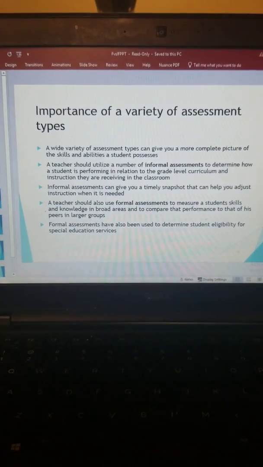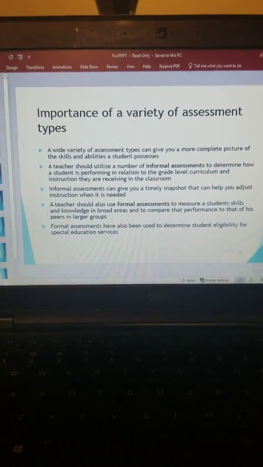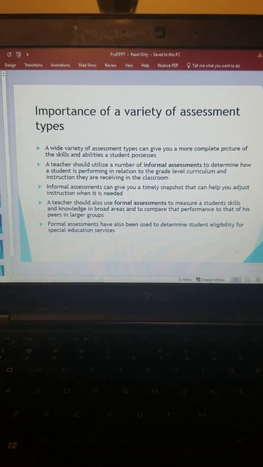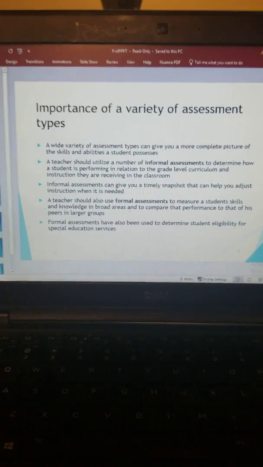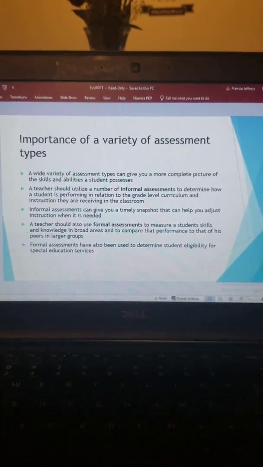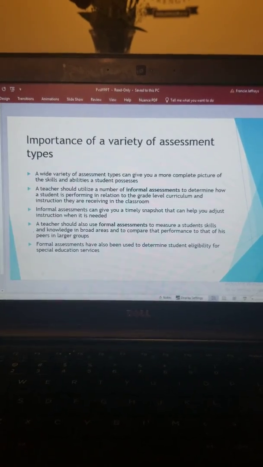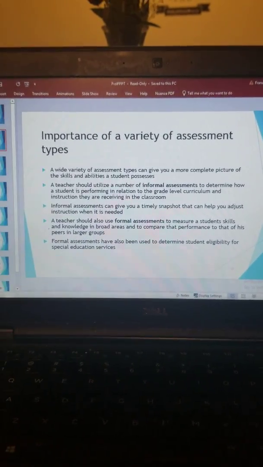A teacher should also use formal assessments to measure a student's skills and knowledge in broad areas and to compare that performance to that of his peers in larger groups. Formal assessments have also been used to determine students' eligibility for special education services.